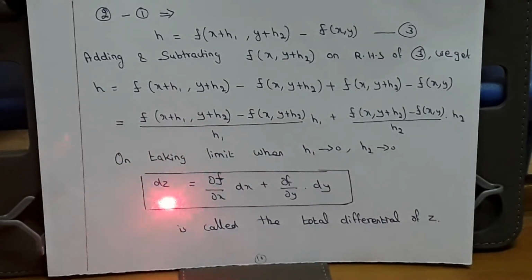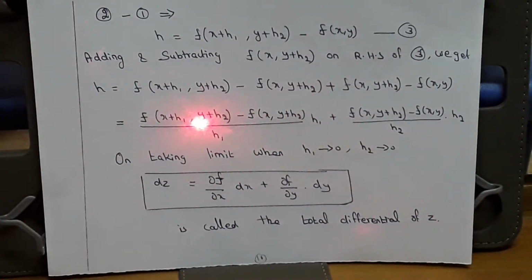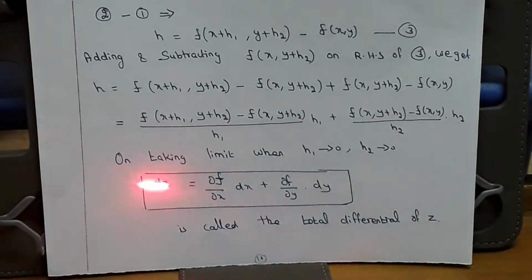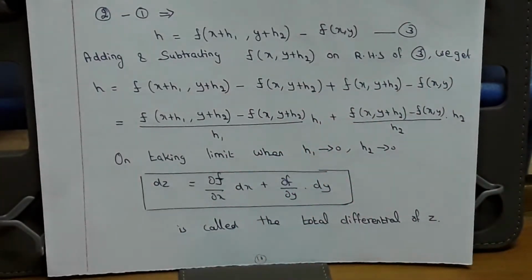That is, dz is equal to ∂f/∂x into dx plus ∂f/∂y into dy. Here you see, we are giving the increment only for x, and y we are keeping constant. So this is ∂f/∂x. Here we are giving the increment only for y, keeping x constant, so it represents ∂f/∂y.